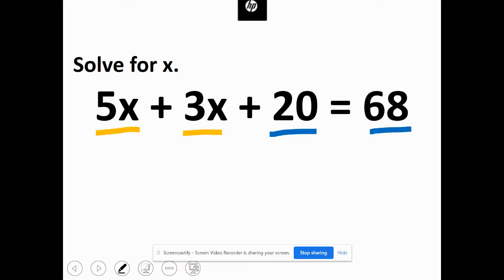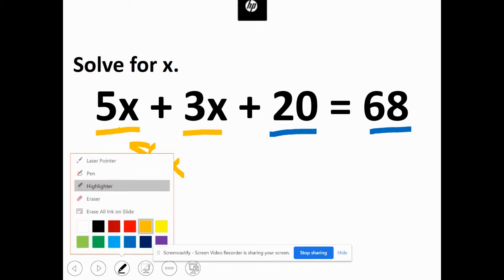So whenever I'm trying to simplify this or solve for x, I'm trying to get these x's down to where it's just one x. The only thing I can combine are these like terms right here, which is 5x plus 3x. So I can make that into 8x, sorry, but I can't add on that 20.